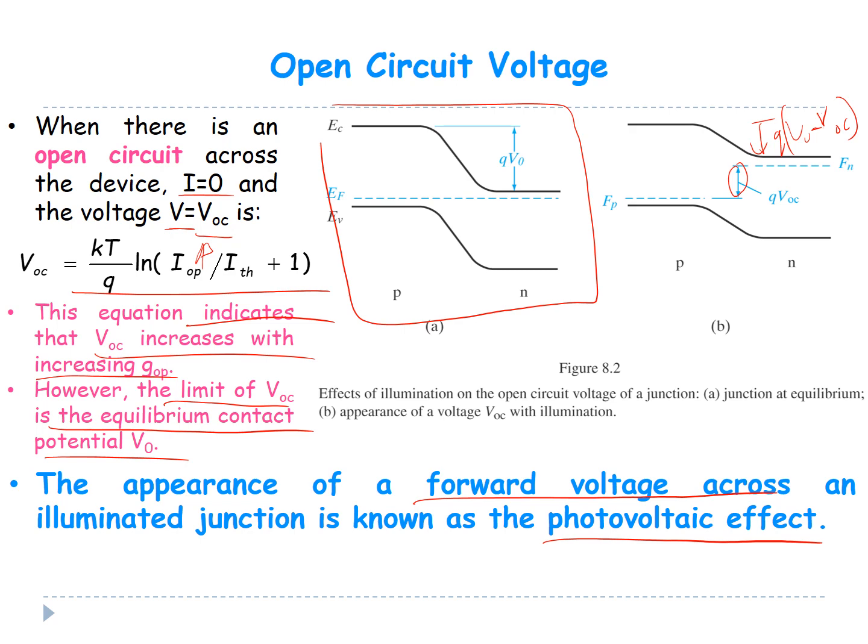So that's where your VOC is. And the important thing that you should note here is that this photovoltaic effect increases with increasing optical generation rate, or the more light you shine on your device, the larger is the open circuit voltage. And from here you can see that actually there is a forward bias that occurs across a junction. So the junction in this case acts as a battery. It is the one that gives power to the external circuit. So this is how solar cells work.